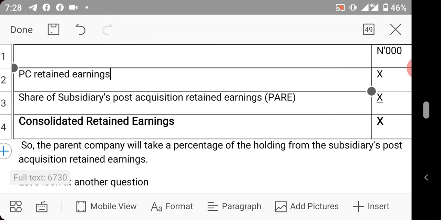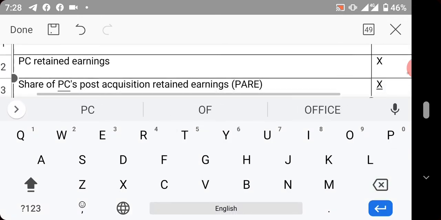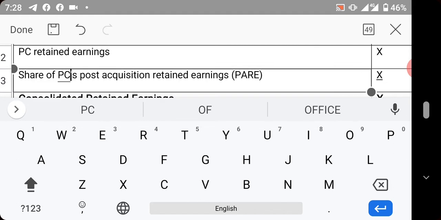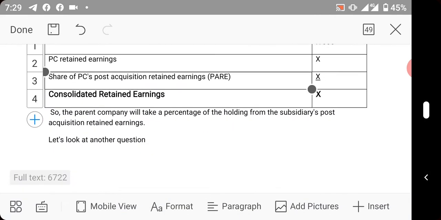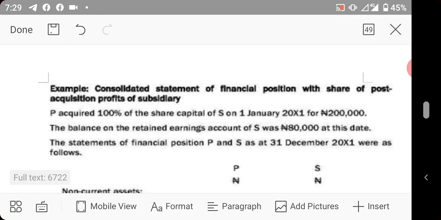Now share of the PC's post-acquisition retained earning. You understand? So the PC's post-acquisition retained earning of the subsidiary. So the percentage, if it is 70% that the parent company has in the subsidiary, you multiply it by the post-acquisition retained earning. So that will give you consolidated retained earning. Now, I gave a note on this. You read that up by yourself. Then we'll now take a question to appreciate what we just discussed.